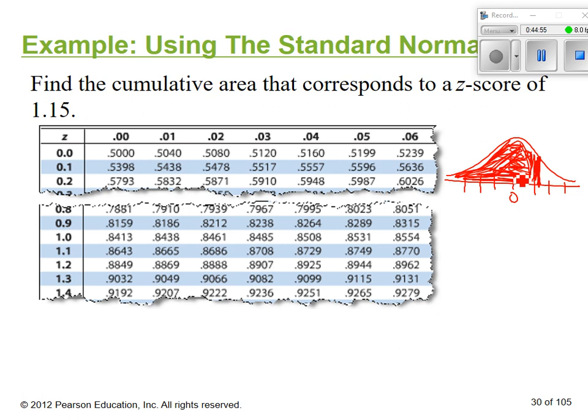On the chart, if you get out the chart, you can look at it. It'll be on the second page. We want to go to 1.15. So we go down to 1.1, and we go over to the 0.05 there. That's the third number. That's our area. So we're saying 0.8749, that's the area that's in this part that I just shaded in.